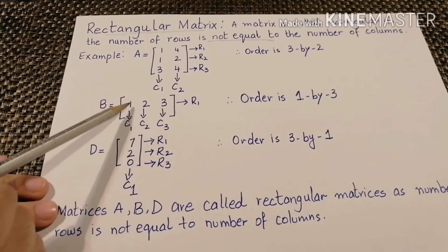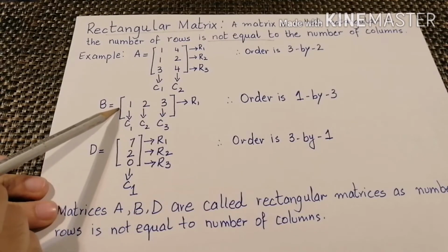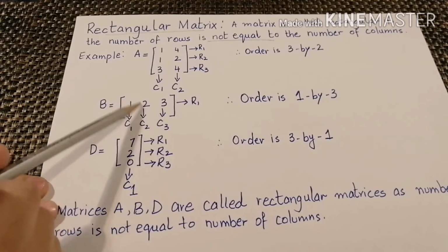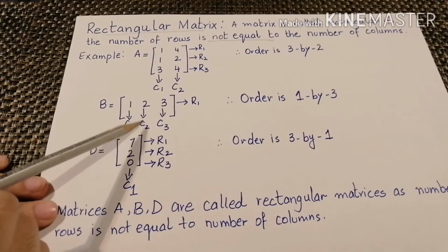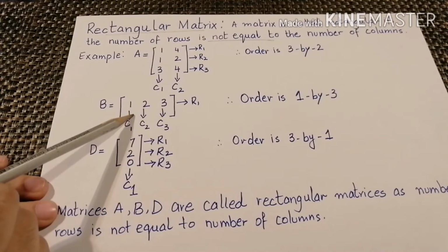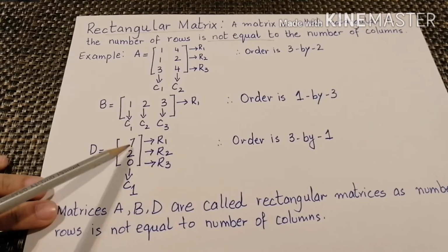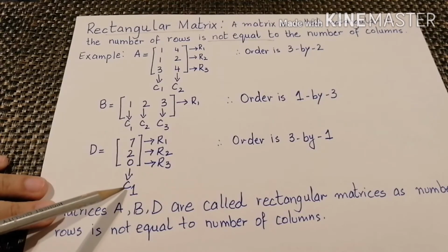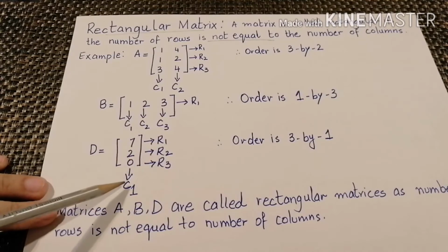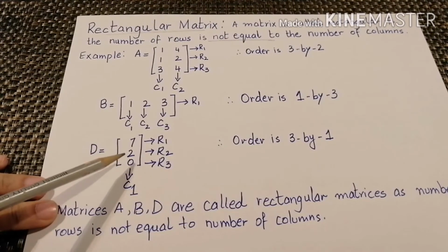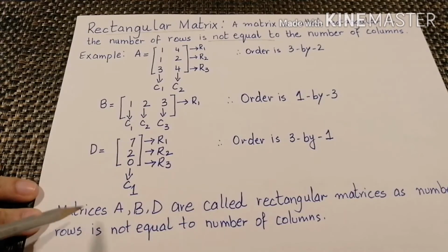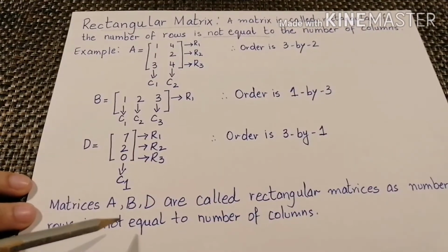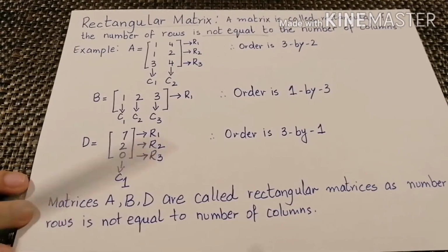Example B, [1, 2, 3]. Here we can see that there is one row but 3 columns. Here the order is 1 by 3. This is also a rectangular matrix. Part D, [7, 2, 0]. Here we can see that there are 3 rows but 1 column. The order is 3 by 1. So this is also a rectangular matrix. Matrices A, B, D are called rectangular matrices as the number of rows is not equal to the number of columns.